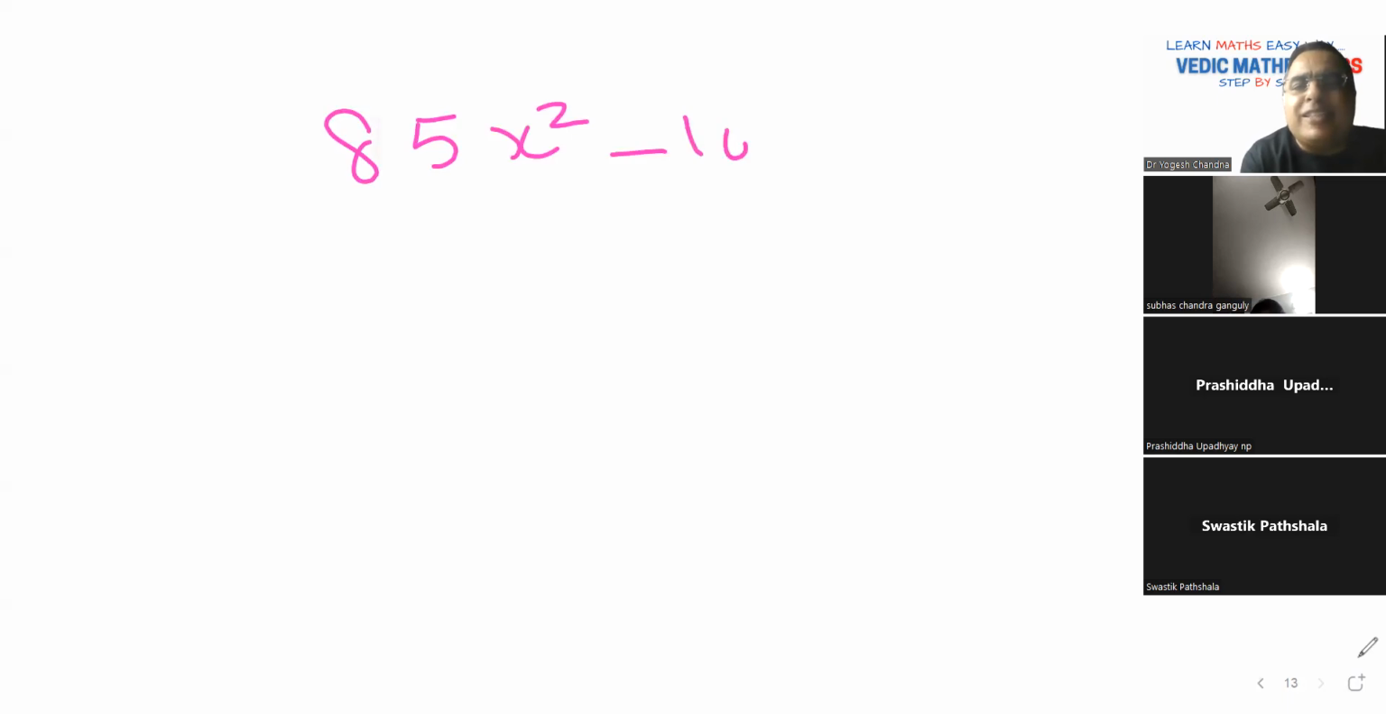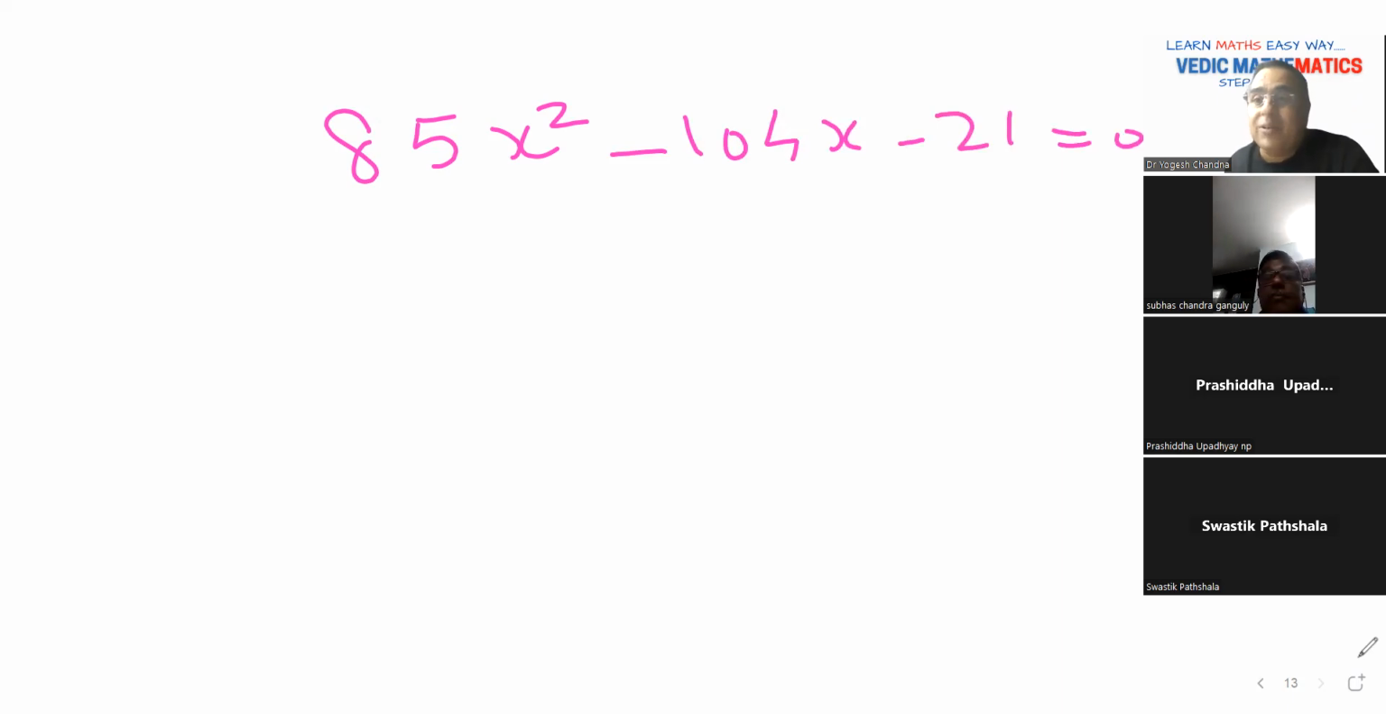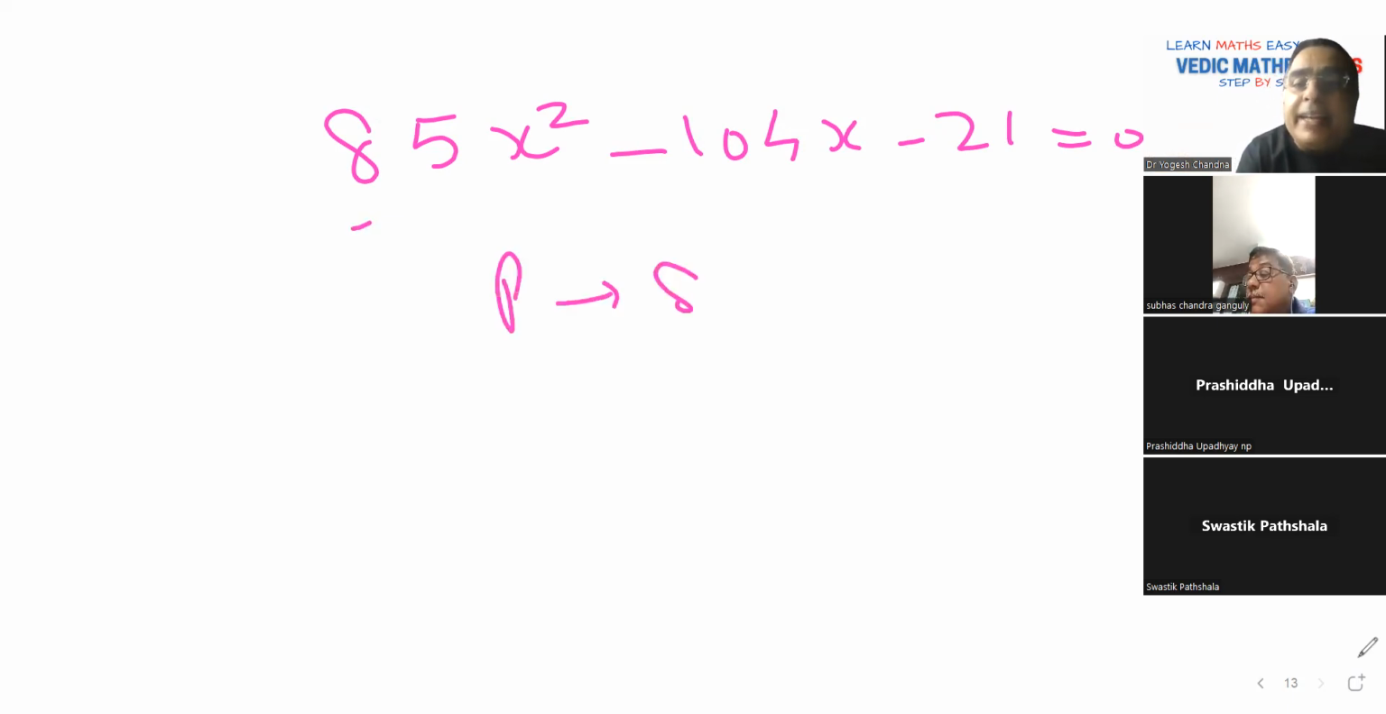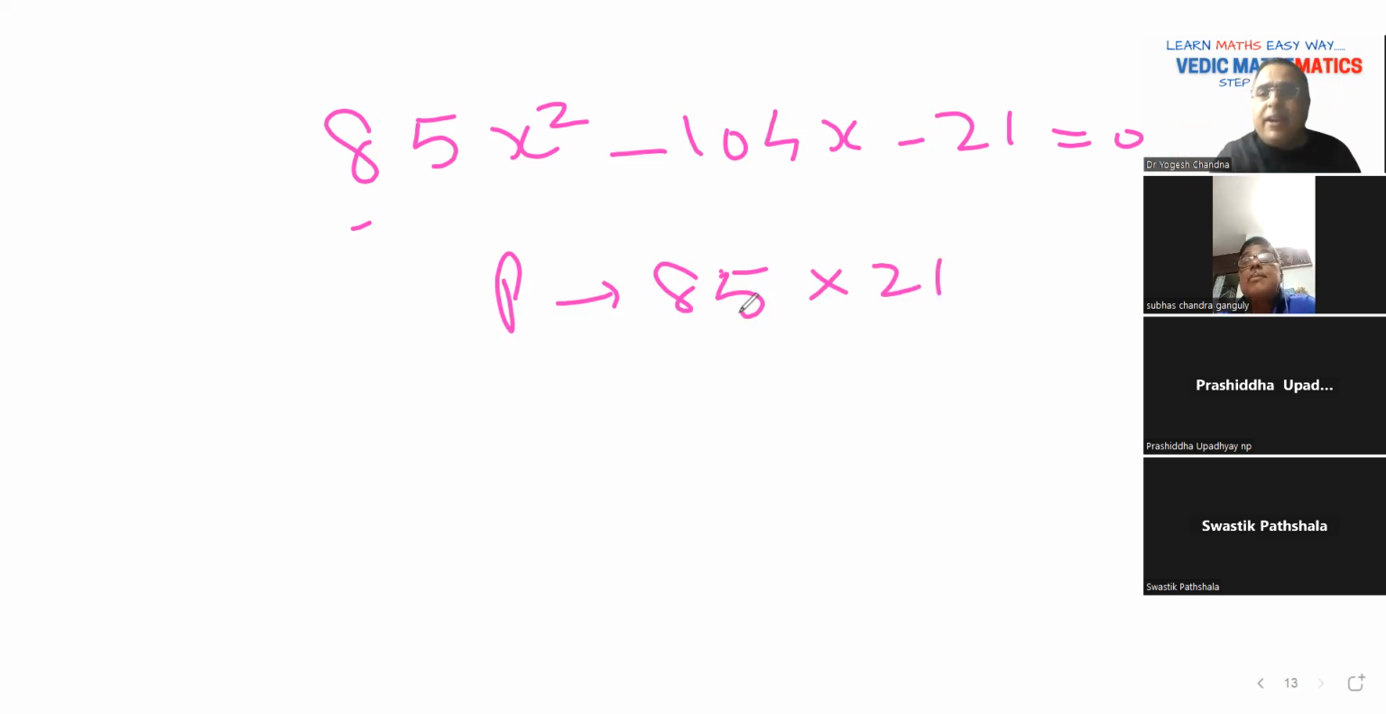85x² minus 104x minus 21 is equal to 0. Till now, it was very easy. 6 into 10, 60. It was okay. Now, the product should be 85 into 21. So what is that? That's a big one. 8840. And the sum should be 104. So how to do this?